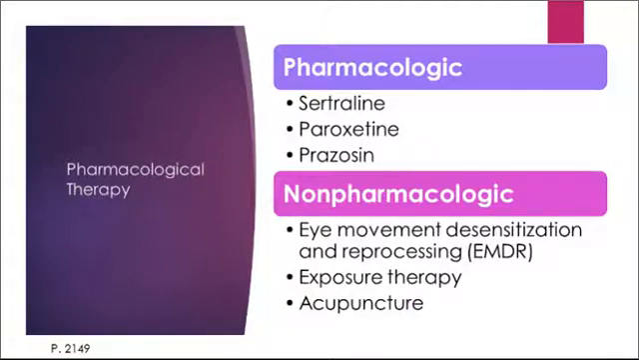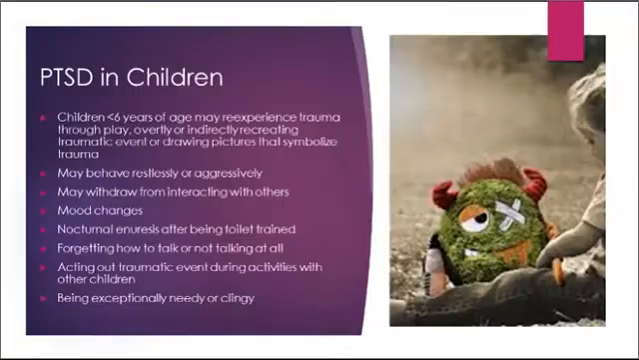These are all on 2149 under collaboration, sorry. PTSD in children. This is 2150. Children less than 6 years of age may re-experience trauma through play, may behave restlessly, aggressively, may withdraw, mood changes, nocturnal enuresis after they've already been toilet trained. That's the regression. Forgetting how to talk, regression. Acting out the traumatic event during activities. I've seen that. Being exceptionally needy or clingy.